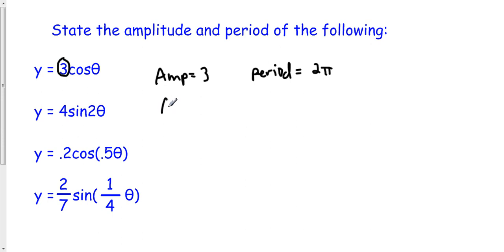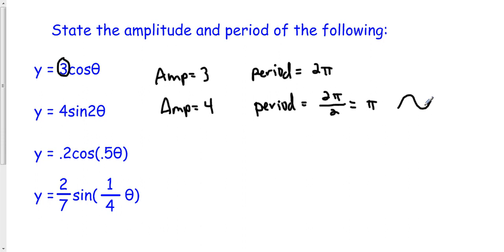Okay, so here the amplitude is 4. That's the number out in front. And then the period is going to be 2 pi divided by 2. So it's going to end up being pi. So what this tells me is that this sine wave is going to make one full cycle every pi radians, instead of 2 pi like it normally does.